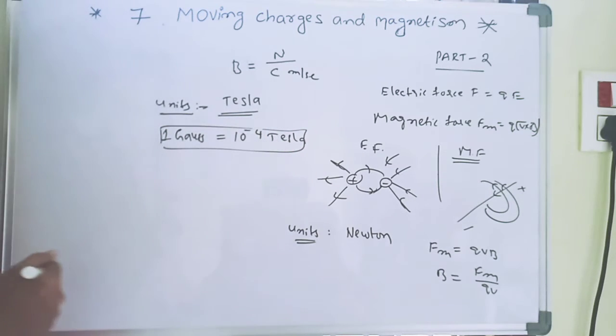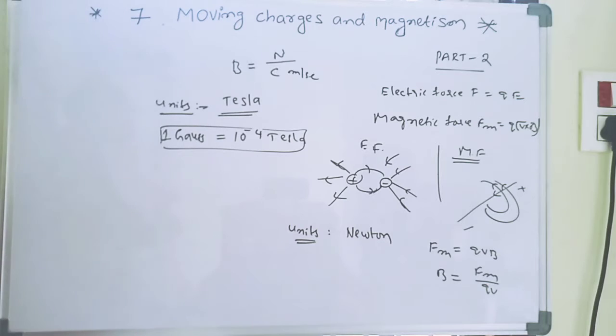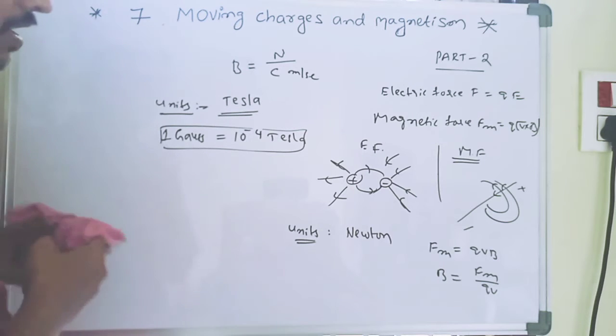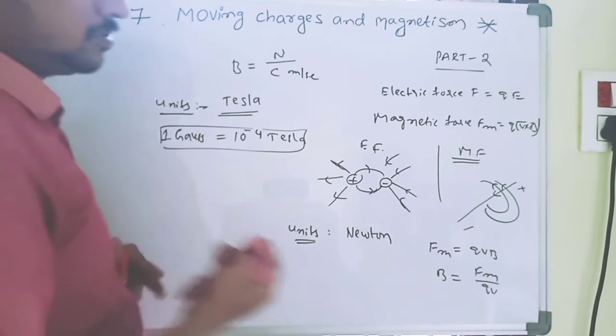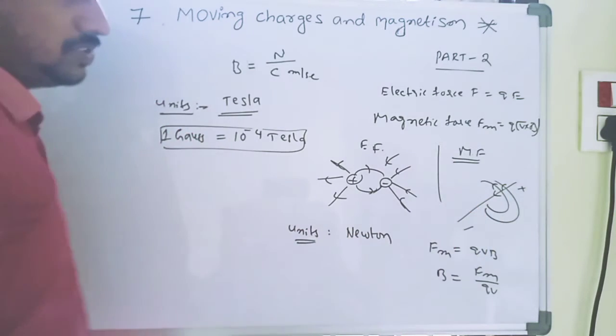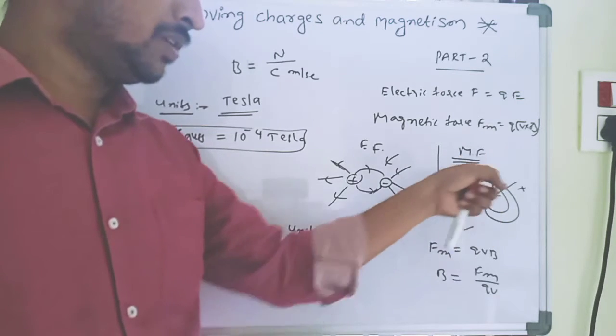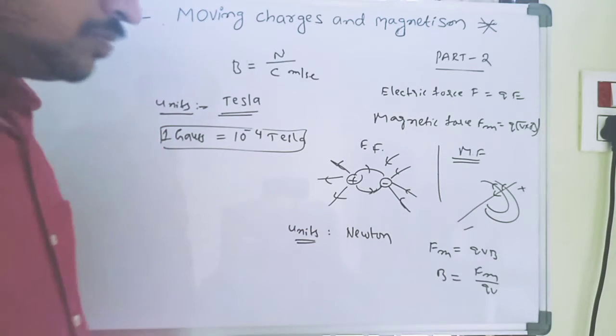So this is the information from the previous part: electric force and magnetic force, and electric field and magnetic field. Now we go with the direction of magnetic force. What is the direction of magnetic force? This is the electric field direction, and this is the magnetic field direction. They are perpendicular to each other. So what about the magnetic force?